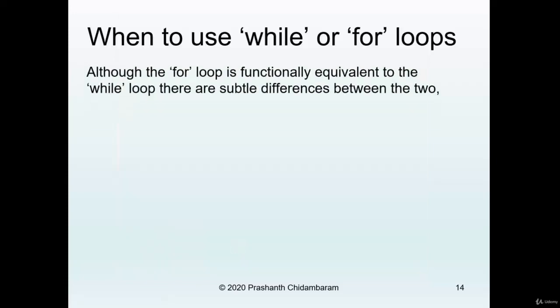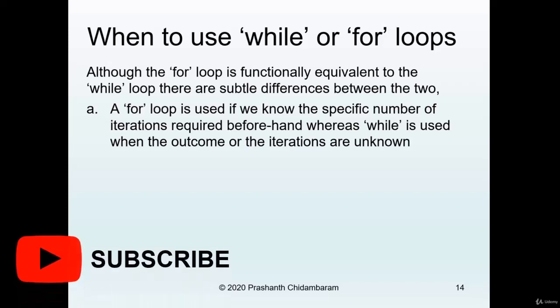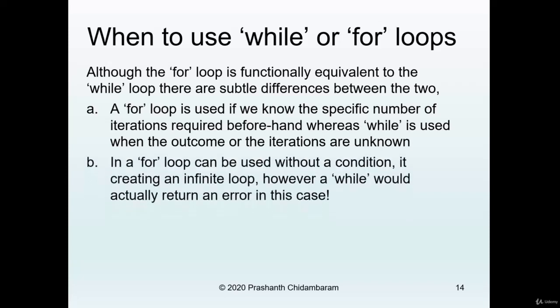So when to use while and for loops. For loops can broadly be classified as a subset of while loops. So pretty much whatever you can do in for, you can do in while, but the vice versa is not true, right? And a for loop is often used if and only if you know the specific number of iterations required beforehand. If you don't know that, if you're still guessing the outcome, then it's best to use a while loop.